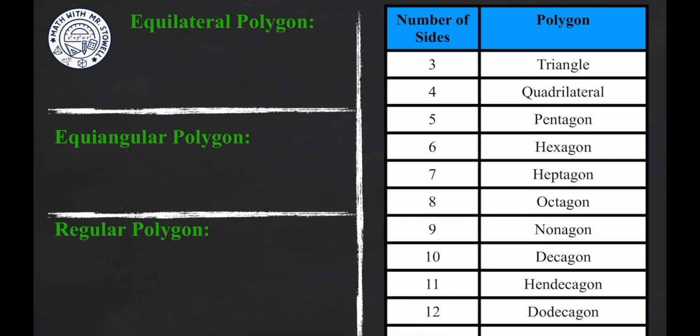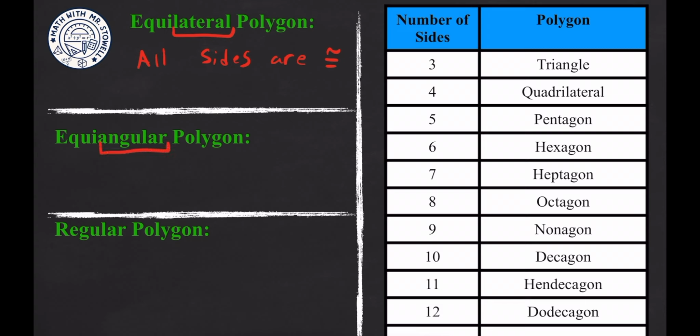Equilateral polygon versus equiangular versus regular polygons. So we're going to actually get into some naming stuff. Equilateral: the equal means that stuff is equal. Lateral means that we are talking about the lengths. So all segments or all sides are congruent. Equilateral means that all the sides are congruent. All the sides are the same in length.